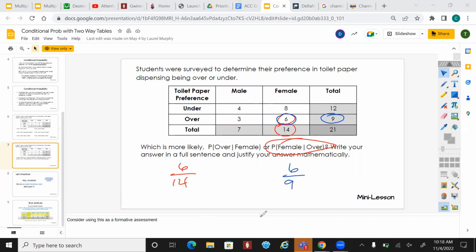So the second word is in the denominator. This is the denominator. And then out of the denominator, how many are the numerator? Does that make sense? So the denominator is after the given line.